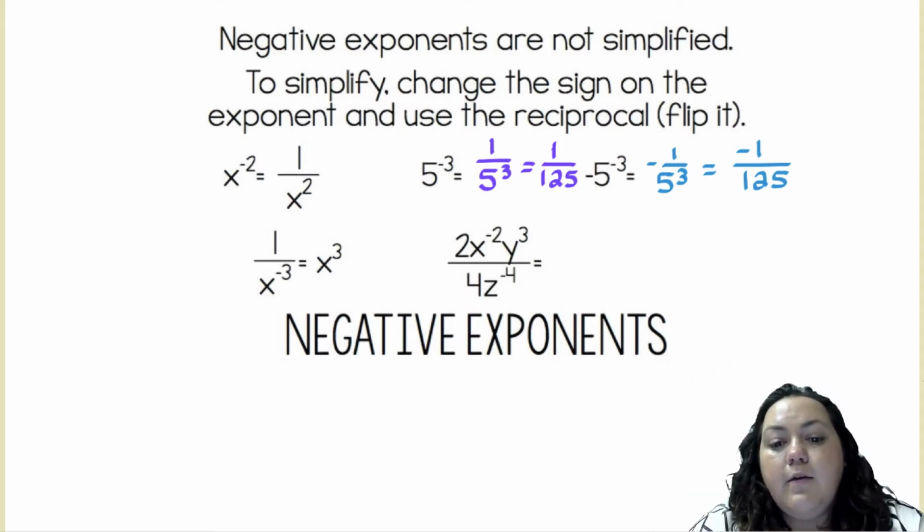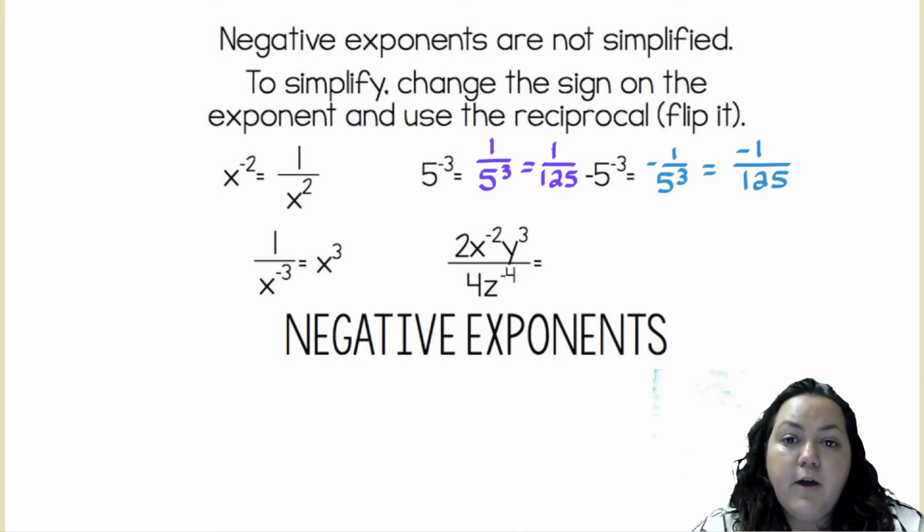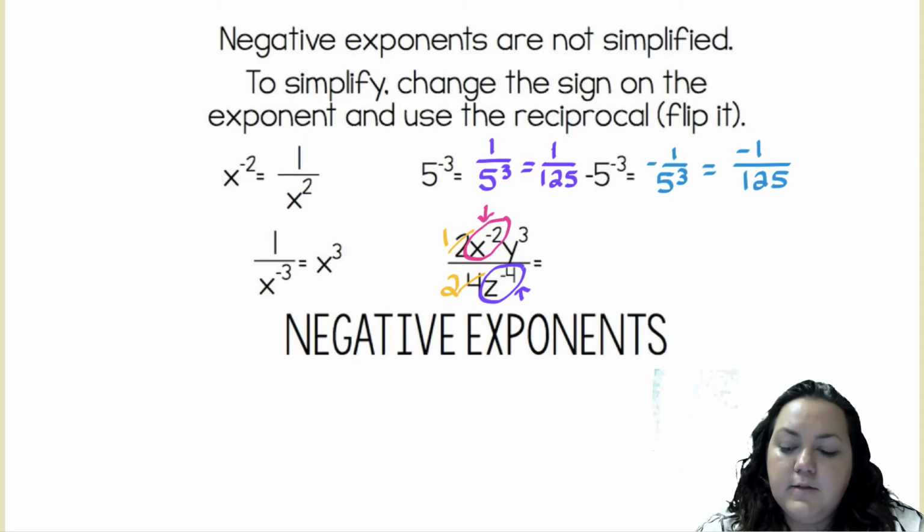All right, and then this one I have 2x to the negative 2, y to the 3rd, over 4z to the negative 4th. So 2 and 4 I can simplify. 2 over 4, 2 goes into 2, 2 also goes into 4, so I'm going to reduce those fractions. That gives me 1 over 2. And then I have x to the negative 2 power, so I'm going to move that down to the denominator. Y to the 3rd is going to stay. Z to the negative 4 has a negative exponent and it's in the denominator, so I'm going to move it up to the numerator to get rid of those negatives.